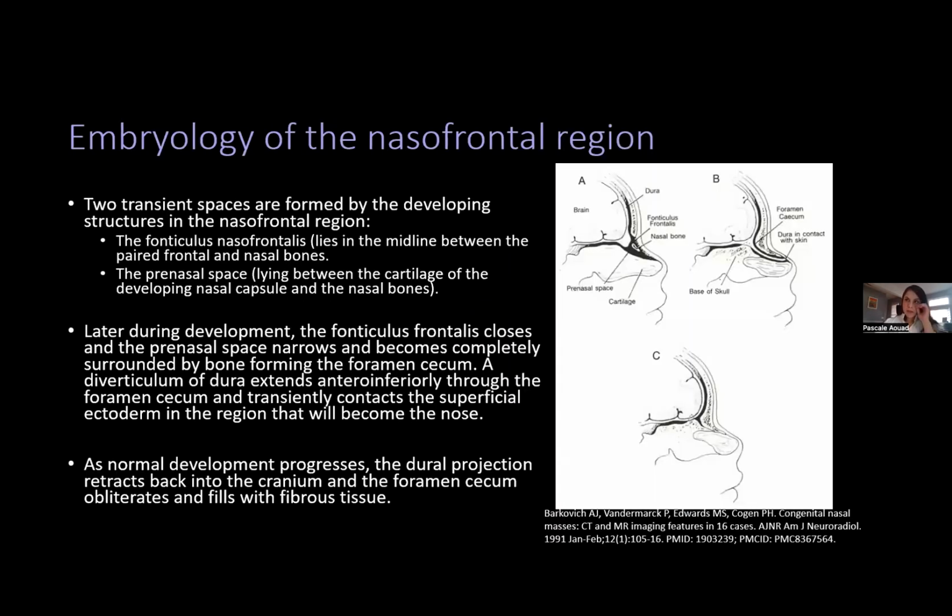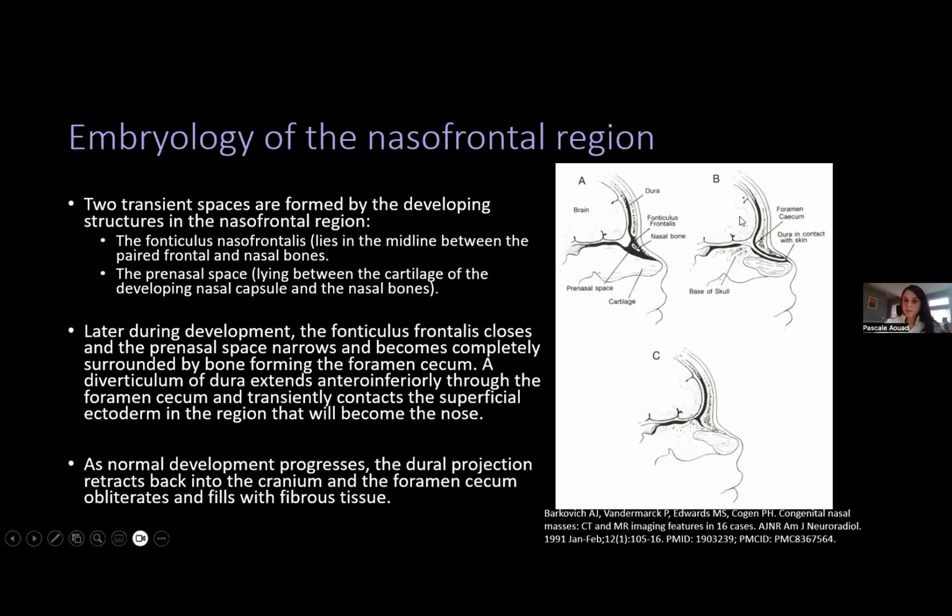So let's review the embryology of this region. I'm showing here the diagram by Barkovich et al. from 1991, showing the normal process of development. During development, we have two transient spaces that will be formed by the developing structures of the nasopharyngeal region. First, we have the fonticulus frontalis, which is a space that lies in the midline between the paired frontal and nasal bones. And then, more posterior, the prenasal space lying between the cartilage of the developing nasal capsule and the nasal bone. So that's early in the development.